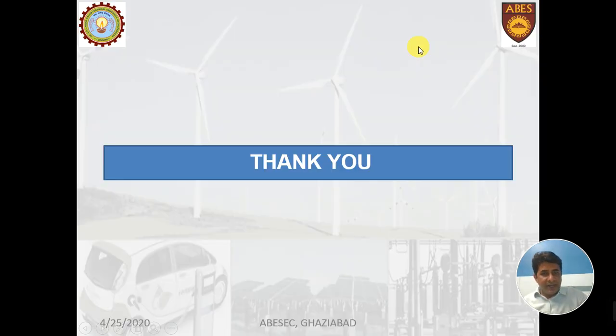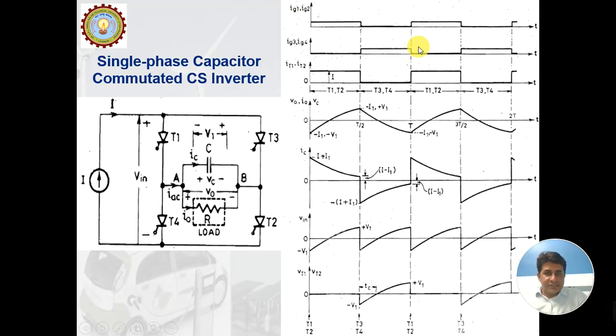In this lecture, I have discussed these two types: the single phase capacitor commutated inverter and the single phase auto sequential commutated inverter. We have discussed the single phase inverters only. Let us keep our discussion to single phase for this particular subject.